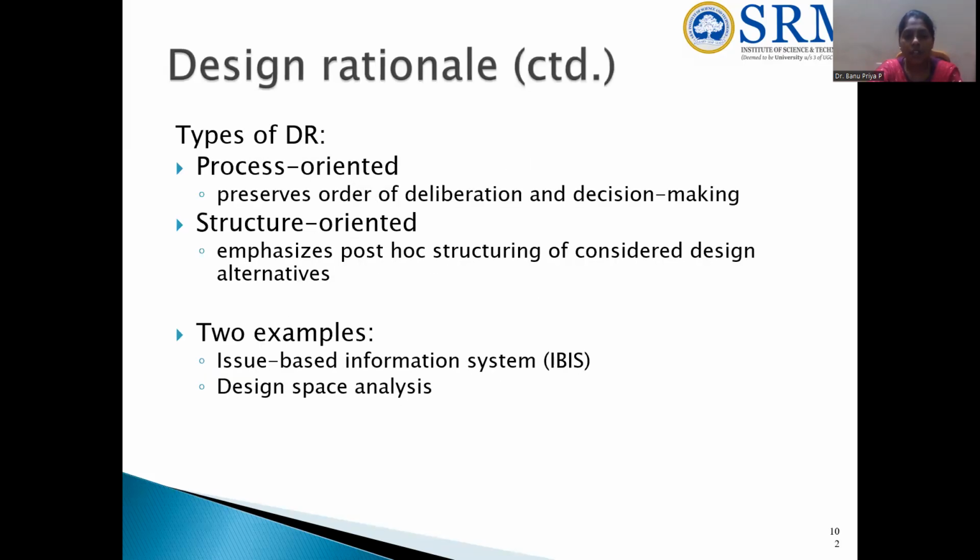Under design rationale, there are two types. One is process oriented and the other is structure oriented. If you look at process oriented, it preserves the order. Whereas structure oriented is post hoc structuring, in the sense it considers the design alternatives even, whereas the first one considers the process, and the second one considers only the structure.